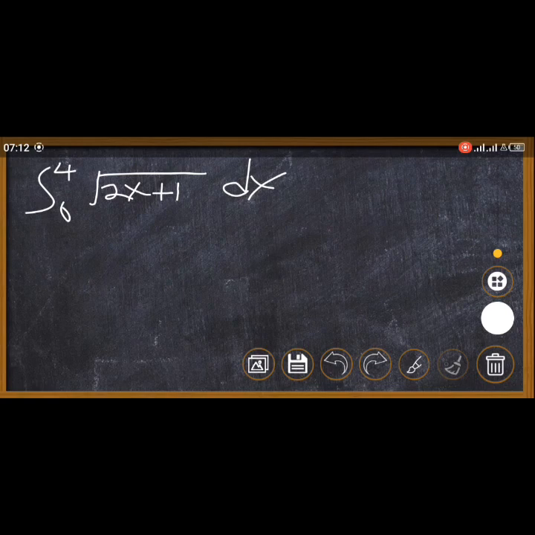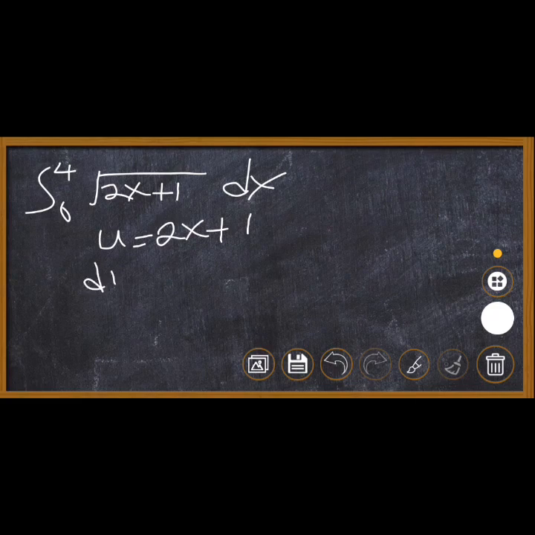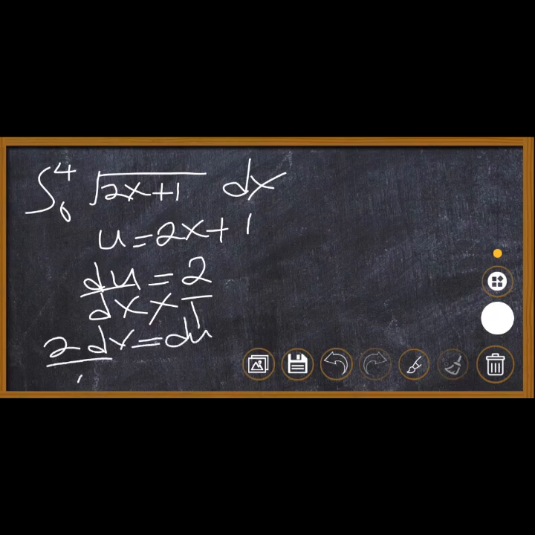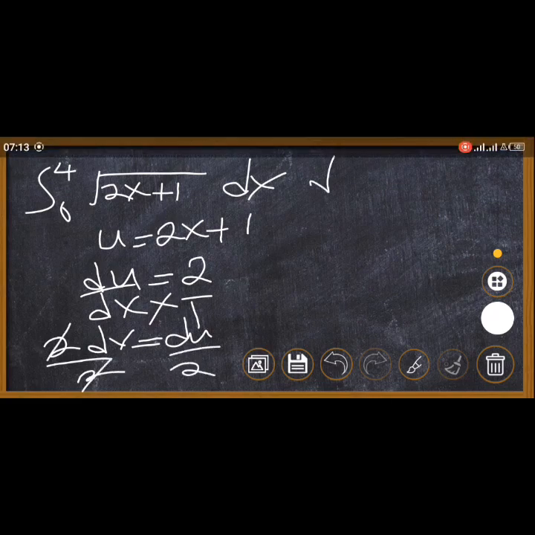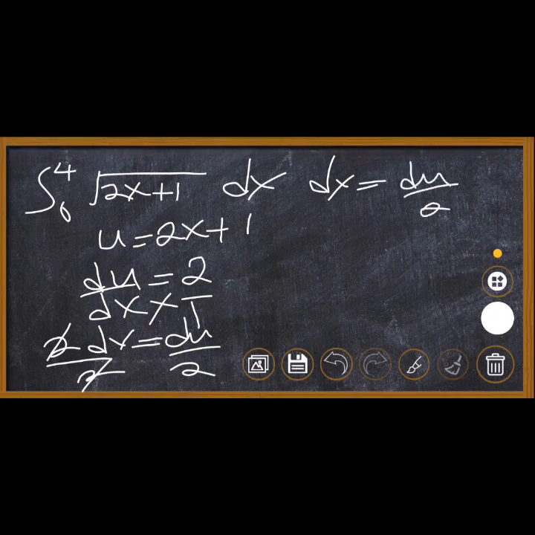So we are going to let u equal 2x plus 1. Then we differentiate this expression. Of course, by now you know we are just going to have 2, and then we cross multiply. So this multiplied by that, we have 2 dx, and 1 multiplied by du, we have du. Then we divide by 2 on both sides. Of course, we have dx equals du over 2.